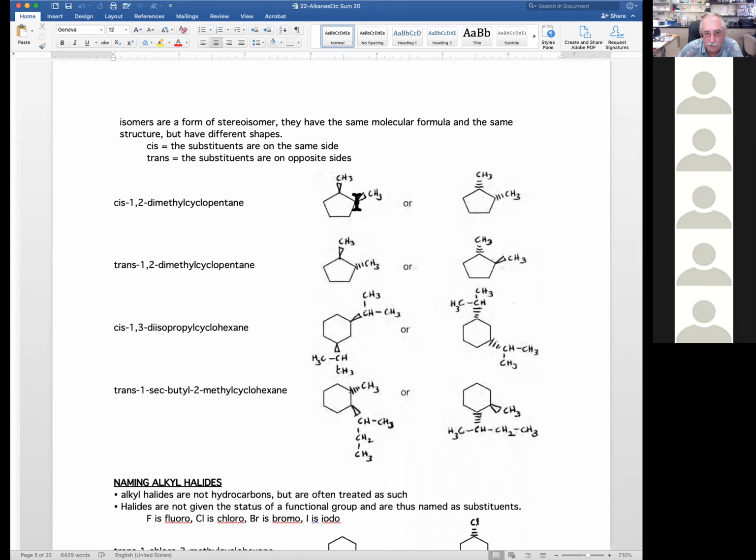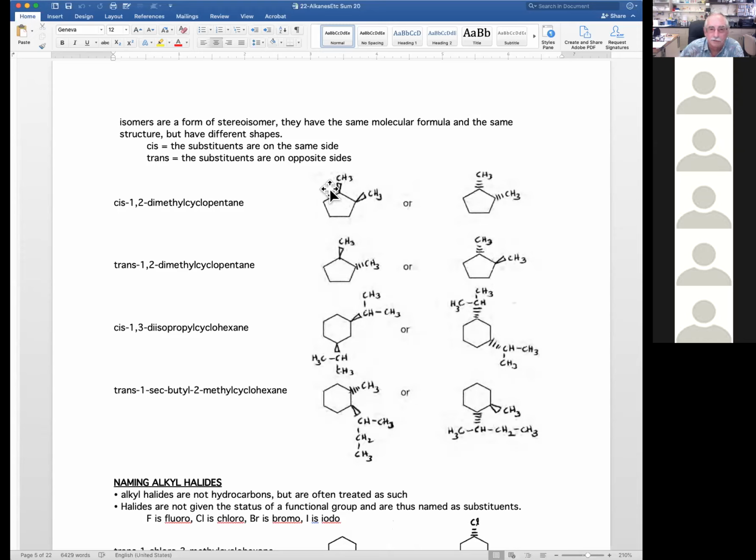So I got 1, 2, 3, 4, 5 carbons in a row. So that would be pentane. But it's cyclic, so I say cyclopentane. So this ring is cyclopentane. And then here's a methyl and a methyl. So it's dimethyl. And where are they on the ring? 1, 2, or 1, 2. So it's 1,2-dimethylcyclopentane.